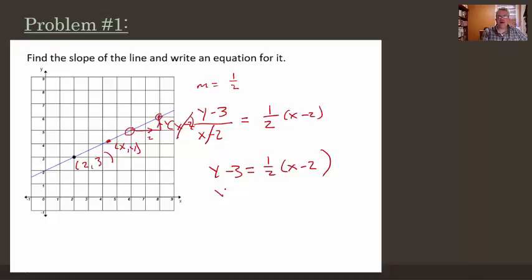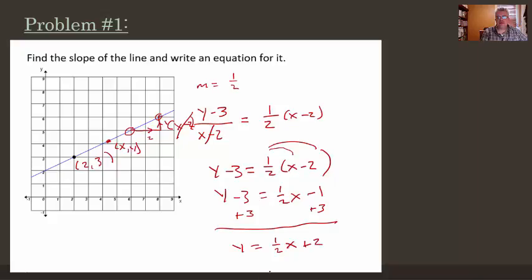Now we're going to keep simplifying. We're going to distribute the 1/2. So it'll be 1/2 times x, minus 1/2 times 2, which is minus 1. The only other thing I can do is add 3 to both sides to solve for y. So I'm doing some algebra here. I get y equals 1/2 x plus 2. So the goal is to write an equation for the line and then simplify it into this form.